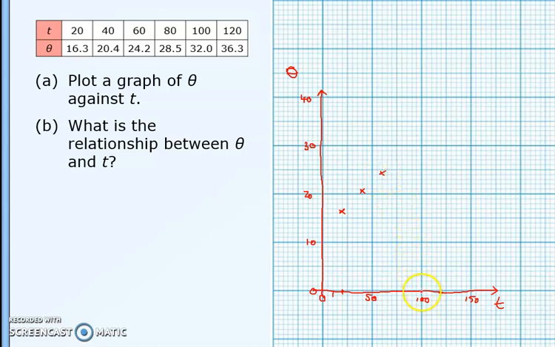Now from dodgy lines. 80 and 28.5. Now 80, and what did it say? 28.5 or 28? 29. So the 0.5 is in between the two. That's it. 100 and a 32. So that's easy to do. And then 120. It's about there, and that is at 36.3.